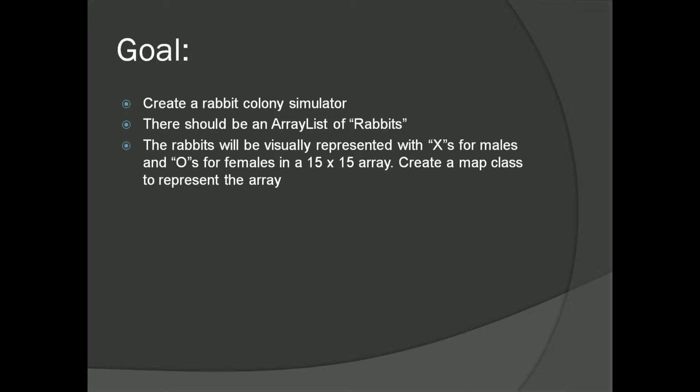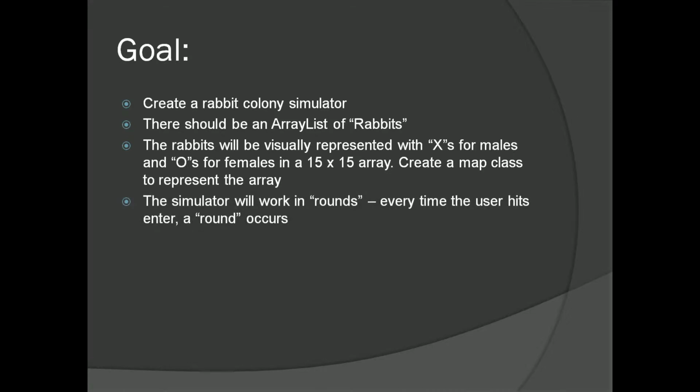Make your 2D array 15 by 15. I recommend creating a map class to represent the array and handle all affairs with this array. The simulator will work in rounds. Every time the user hits the enter key, another round will occur. Every round, the actions with the rabbits will occur.